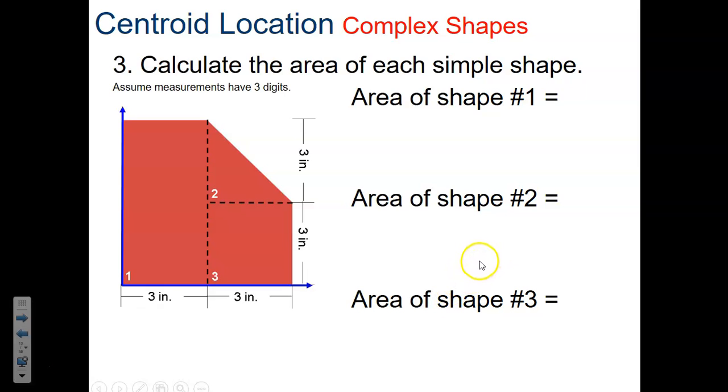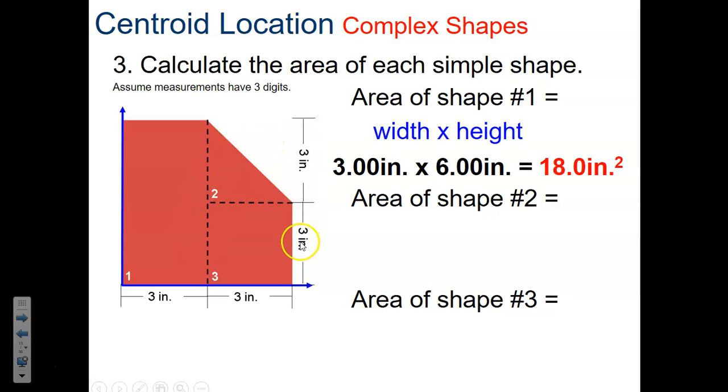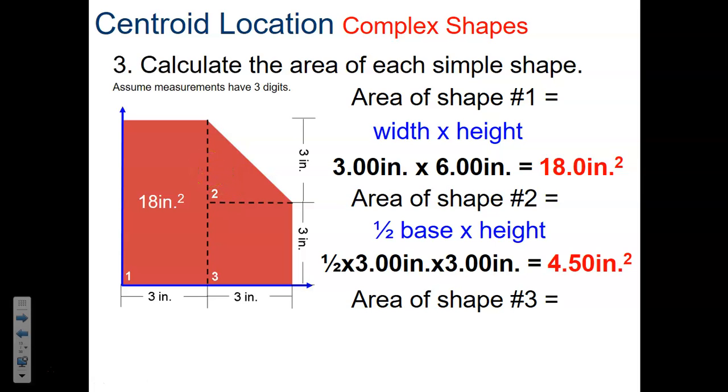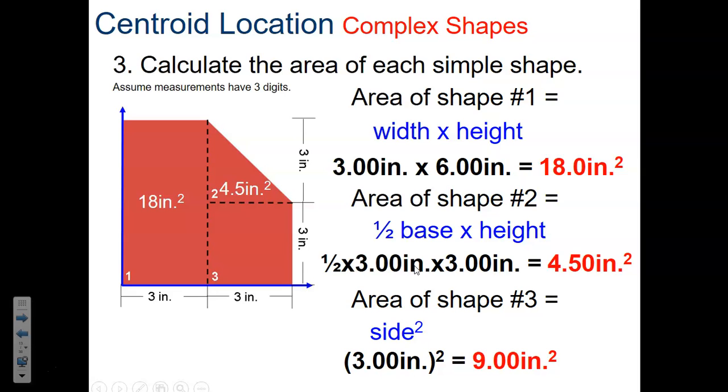So the first thing we're going to do is figure out the area of each shape. The area of this rectangle here is going to be 3 times 6, because it's 3 and 3 up. Width times height, so 18 inches squared. The area of this triangle is going to be 1/2 times base, which is 3, times height, which is 3. So 1/2 of 9 gives us 4.5 inches squared. And the area of the square is height, so 3 times 3, and that equals 9 inches squared. Okay, so we've done that. We've got a good setup here.